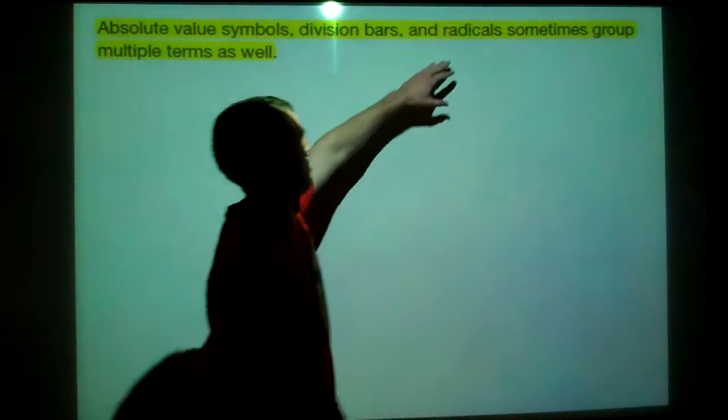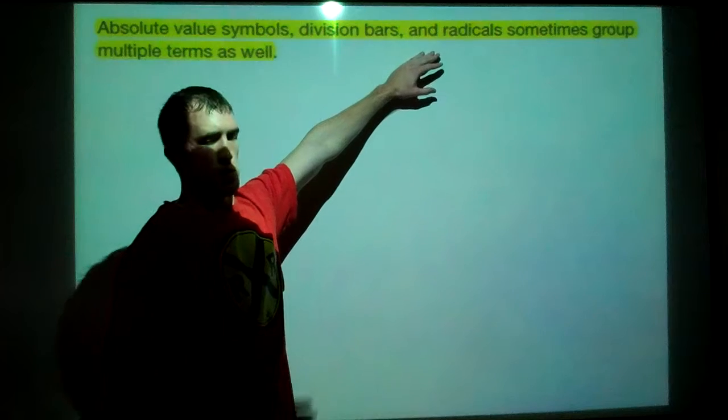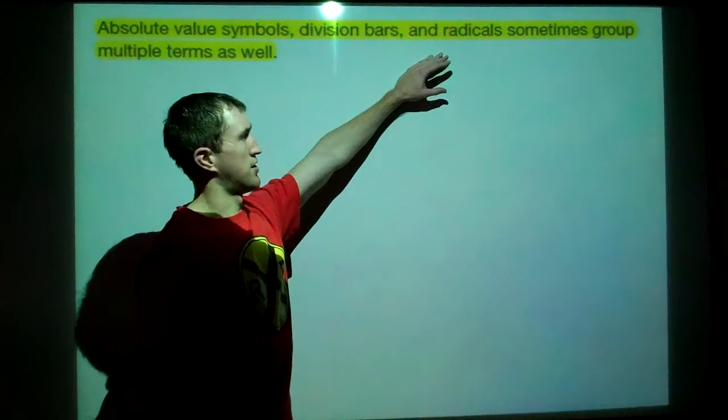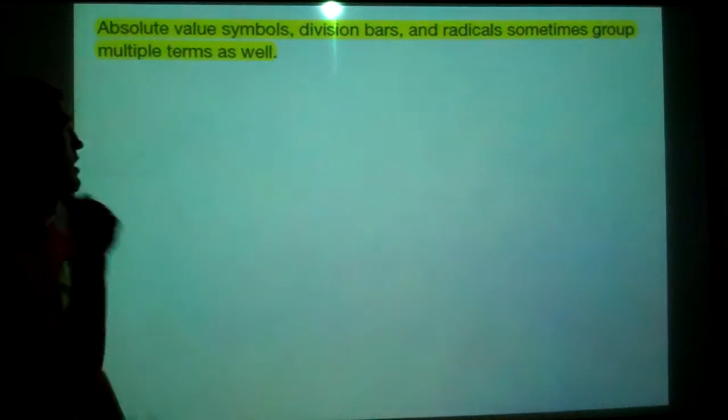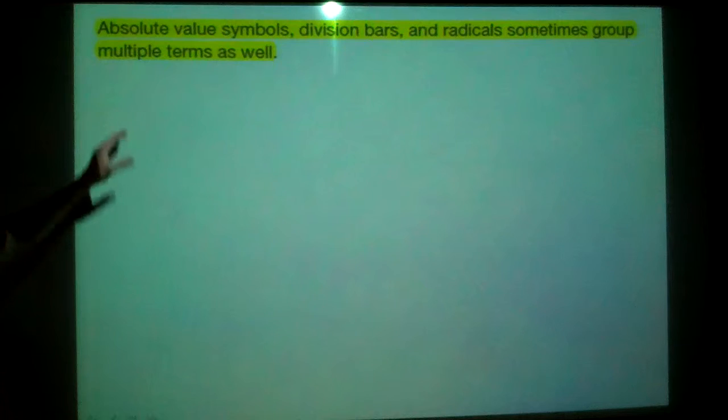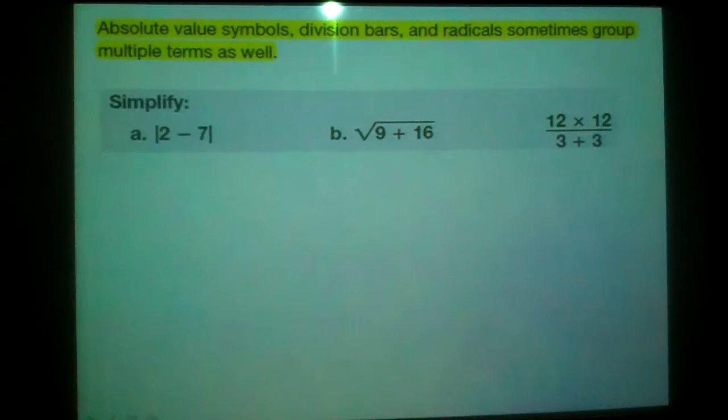Also, just for some review here, absolute value symbols, division bars, and radicals. Radicals are basically your square roots, your cube roots, anything that's taking a root of something. They are called radicals. Those sometimes group multiple terms as well, and we'll show you some examples of these.